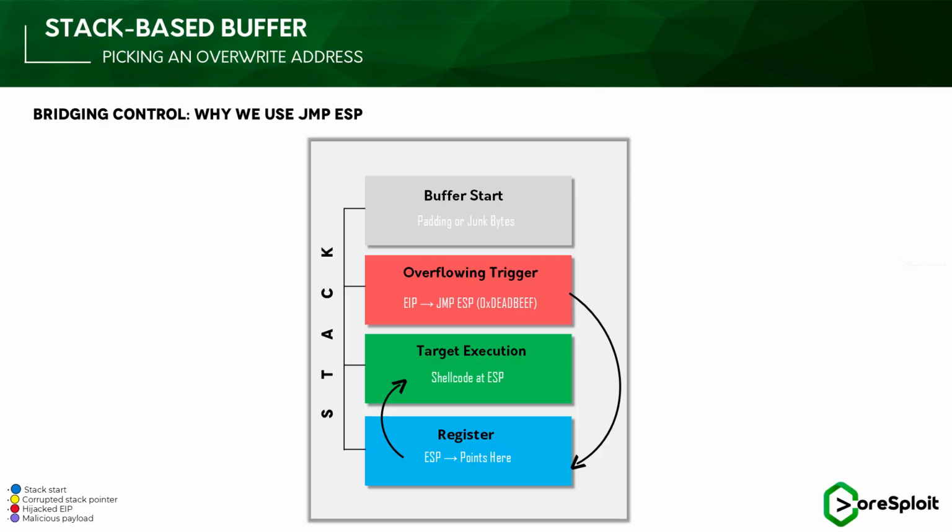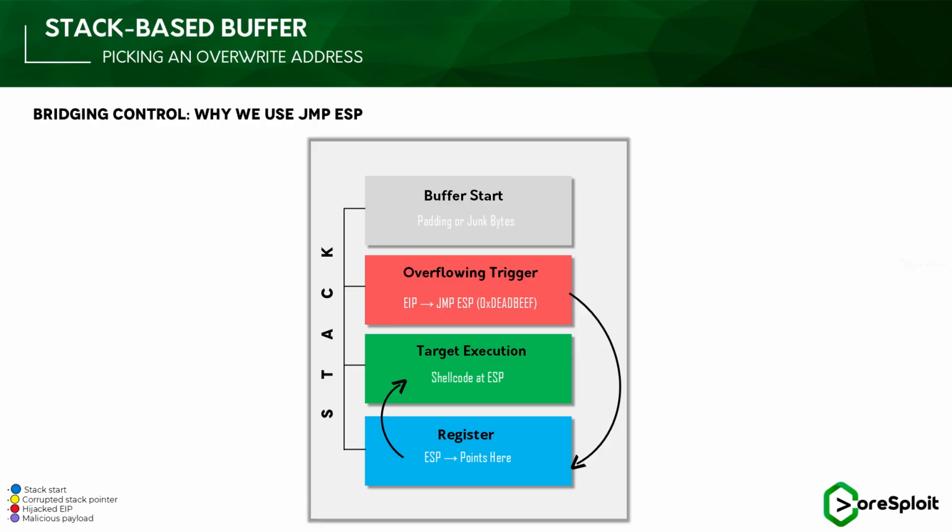Why use jump ESP? In exploit development, our ultimate goal is to redirect execution flow to a memory location we control, typically the start of our shellcode. The problem is this: once we overwrite EIP, we can insert any 4-byte address we want. But how do we ensure that the instruction at that address actually transfers execution into our payload? The most elegant answer is to use the jump ESP instruction.